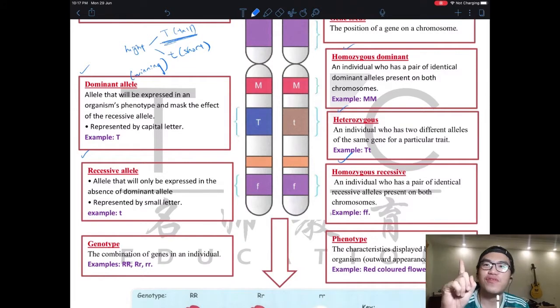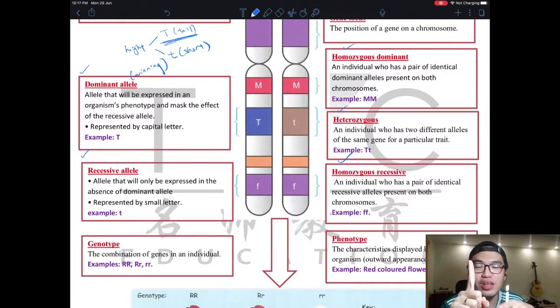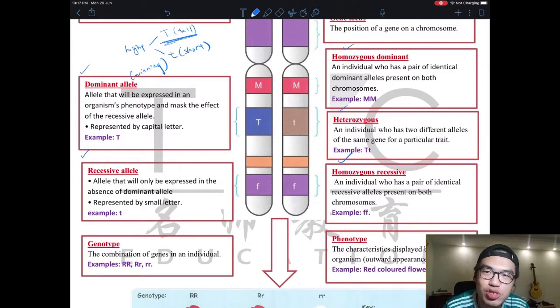Which means if your father gives you a tall gene, the winning guy, and your mom gives you a short gene, who will win? The tall guy will win. So you will be tall. The short gene will not be expressed because it's the losing guy. That's why we call them dominant alleles. Dominant will always be shown.